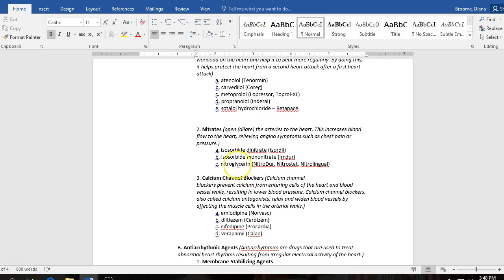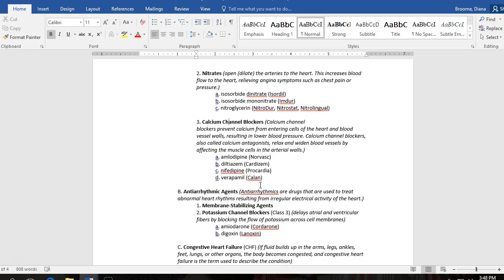What are nitrates? So what nitrates do is they dilate, or what we also could say is open up, the arteries to the heart. And when you do this, you're helping increase blood flow to the heart, and it helps relieve that chest pain and pressure that a person could be experiencing. And then these are the 3 drugs from your list that fit into that category.